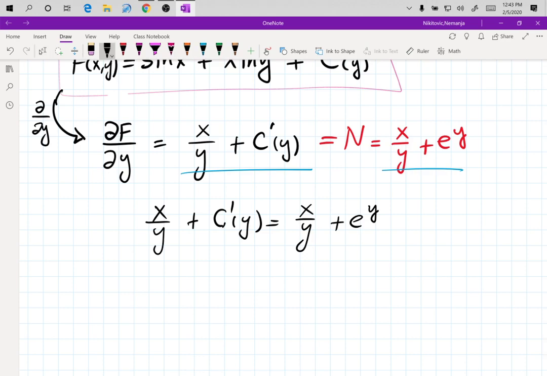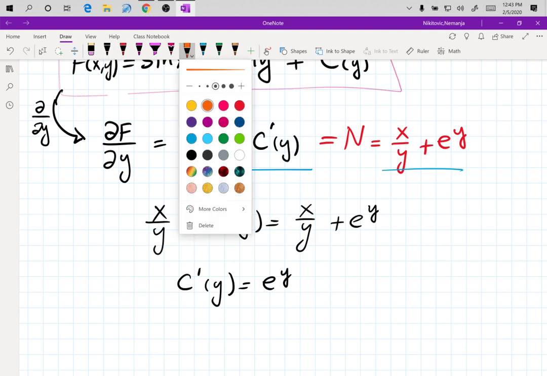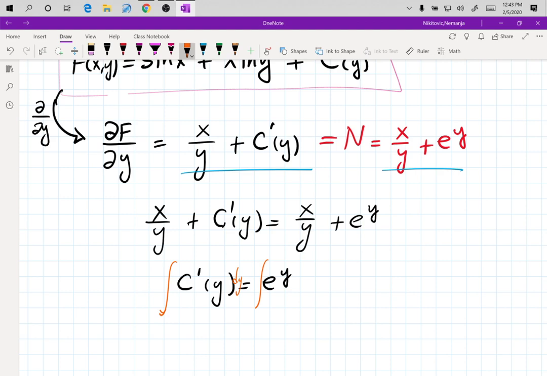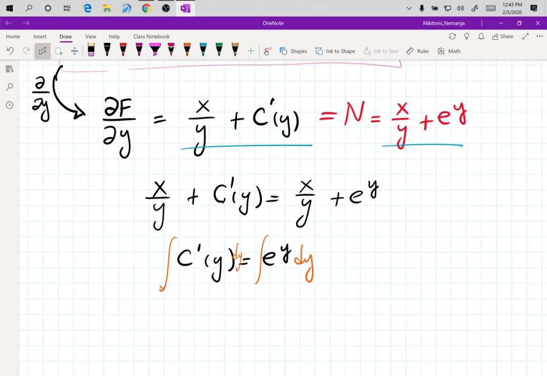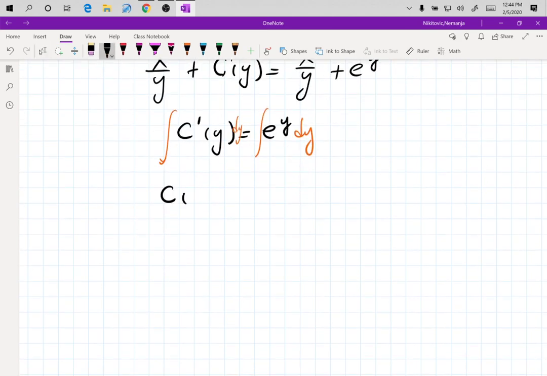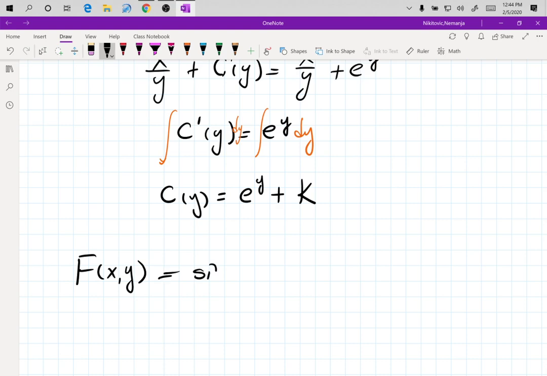What do we learn from this expression? We get rid of the x over y. We are going to hit both sides with the integral with respect to y, and we find that c of y, because derivative and integral cancel, that's the fundamental theorem of calculus, derivative cancels the integral. So we have c of y equal to e to the y plus k. C is already in the problem. Now we import this into our solution f of x, y, which was sine x plus x ln y, plus c, which is e to the y plus k.